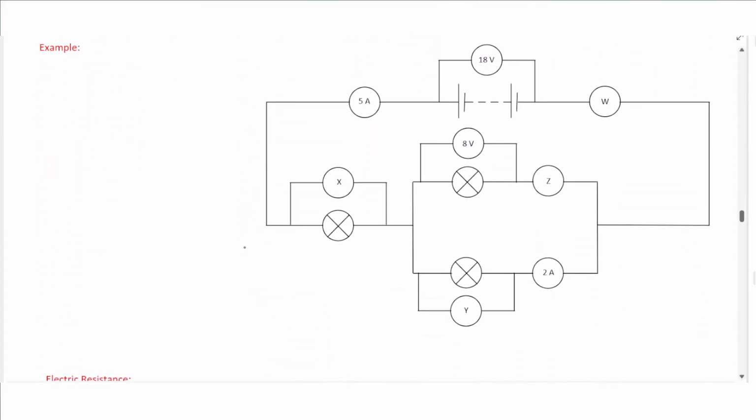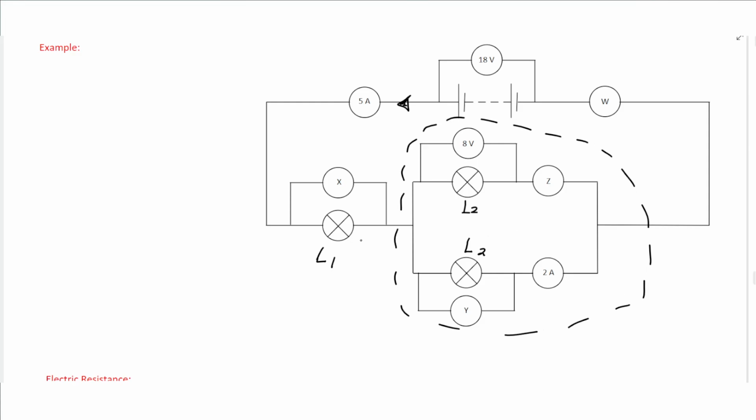Now for a quick example, you have a total voltage from a supply of 18 volts and the current coming out of the battery is 5 amperes, and you have one lamp here, lamp 1, and two lamps connected in parallel. We consider this whole area to be connected in series with lamp L1. Now, how did we know that lamp 2 and lamp 3 are connected in parallel? We saw a branch before the lamps and a branch after the lamps.